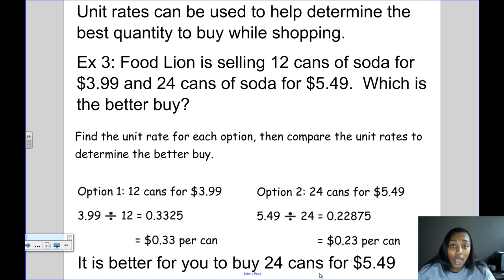So unit rates are a great way for us to see how much we're really getting for our money and what would be the better option. Do we need to buy in bulk, or do we just need to buy the smaller package? And you can always look at the unit rate to help you figure out which is the better buy. So keep in mind that a unit rate is a comparison to one unit of something, only one unit of something.